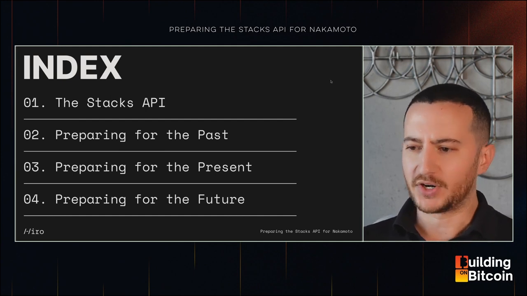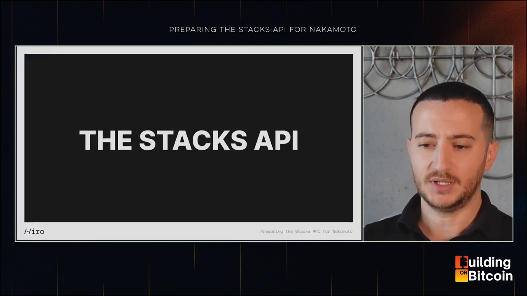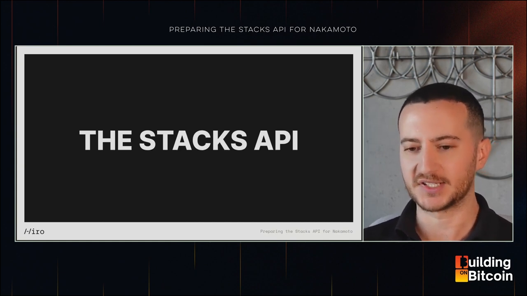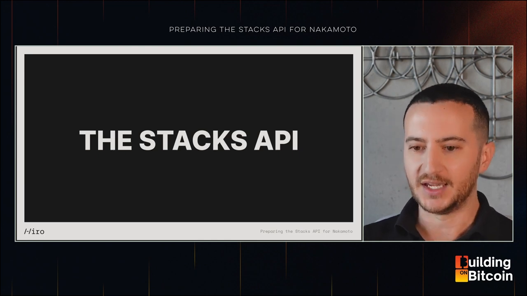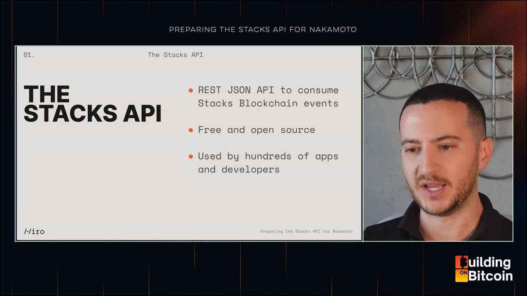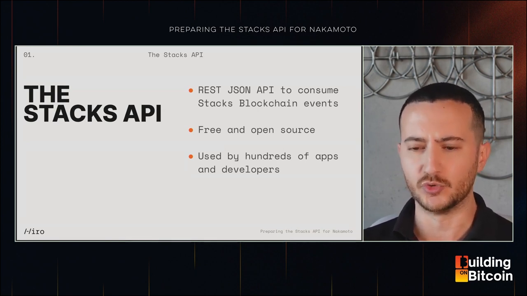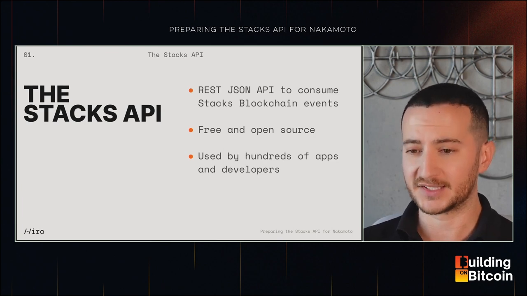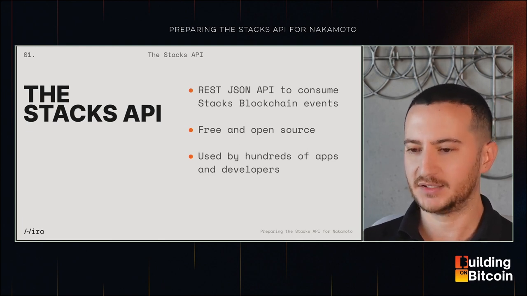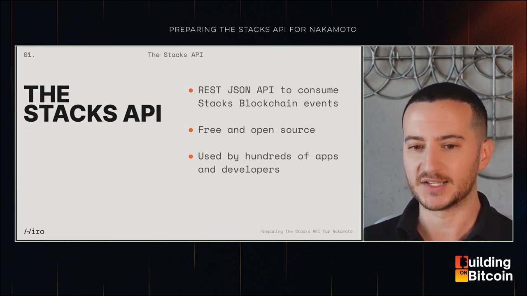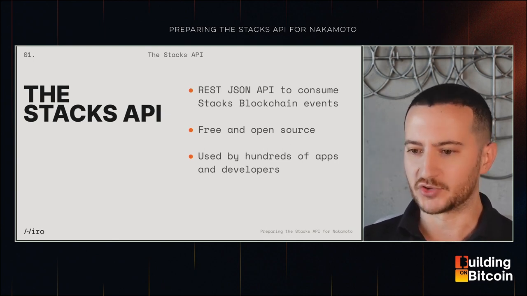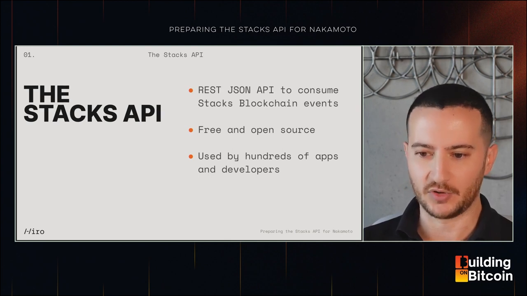So starting with the Stacks API, the role that this API plays in the Stacks ecosystem is actually very important because it is a product that gives you a JSON API that you can use to consume all of the different events that happen on the Stacks blockchain. You can see all the history of the past. You can see blocks and transactions as they are happening right now as well. It is free. It is open source. We build it at Hiro, of course.